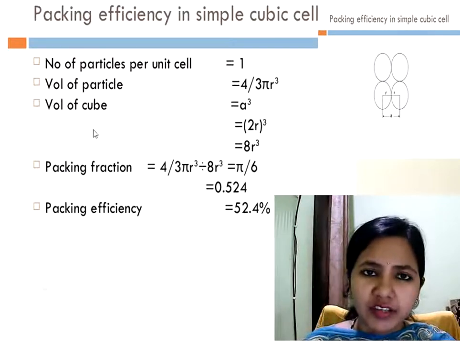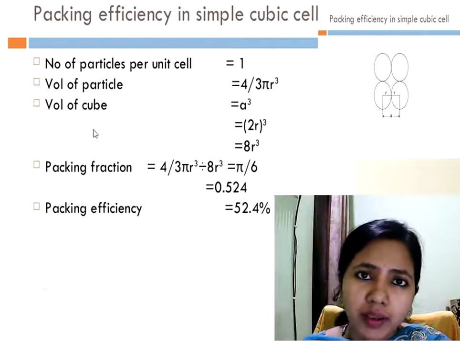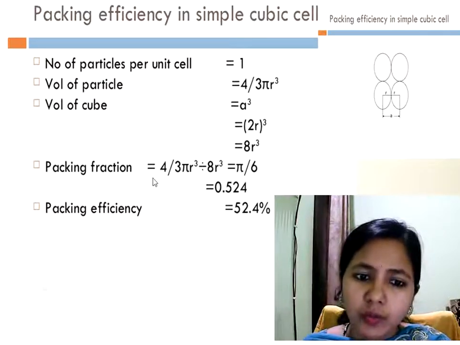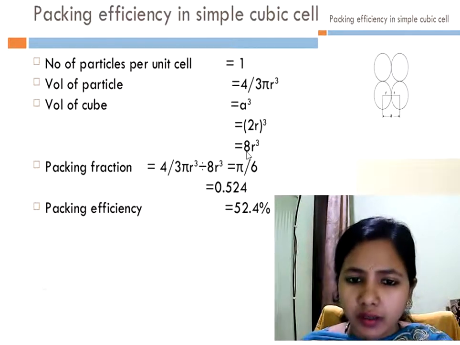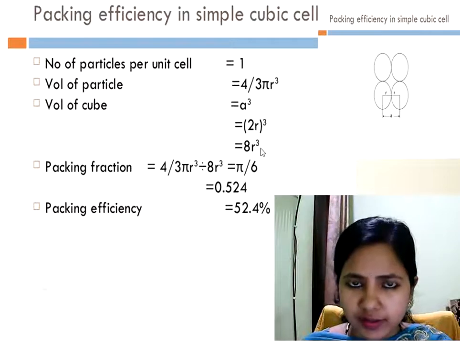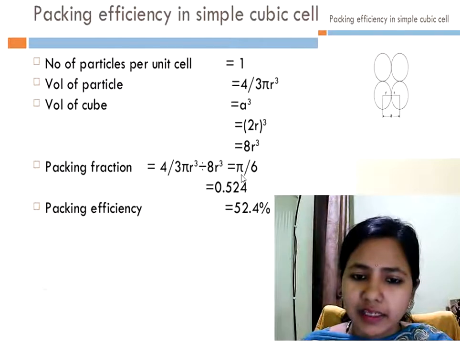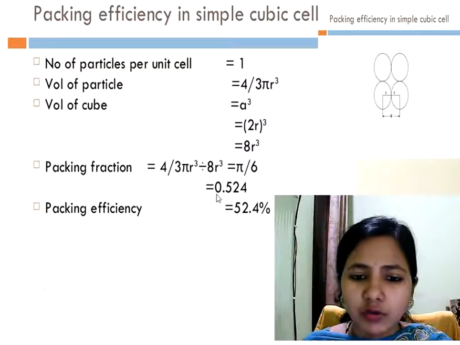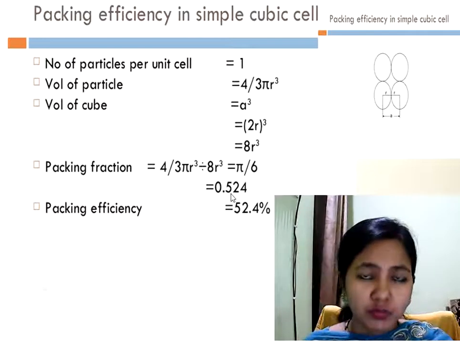Now packing fraction, what is the formula of packing fraction? It is the volume occupied by one atom upon the volume of the unit cell. So the volume occupied by one atom is 4 by 3 pi r cube upon a cube. This is the volume of the unit cell, right? So it is 8r cube. After solving this, we will get pi by 6. We have to put the value of pi, that is 3.14, and divide it by 6, we will get the value 0.524.